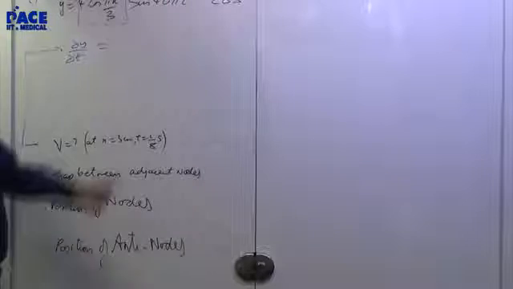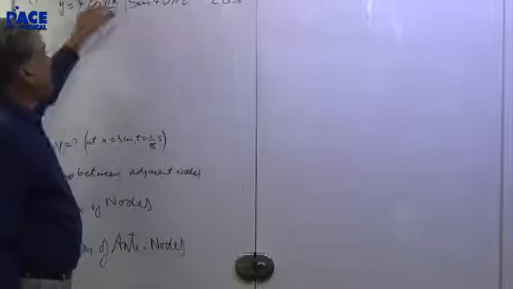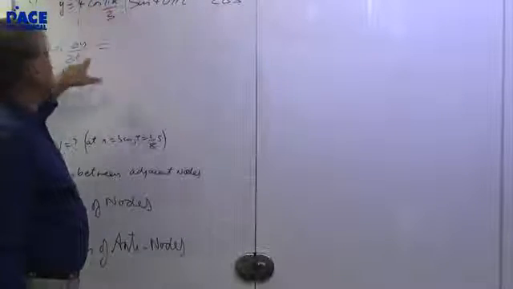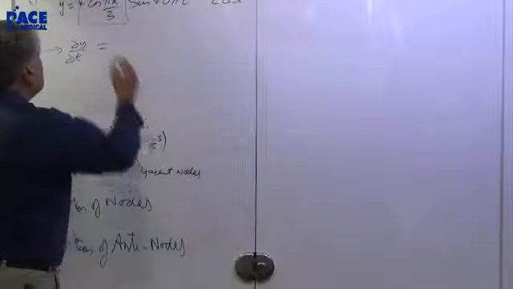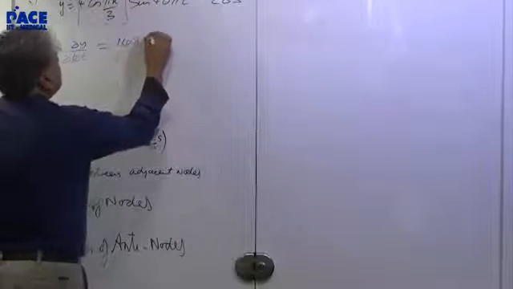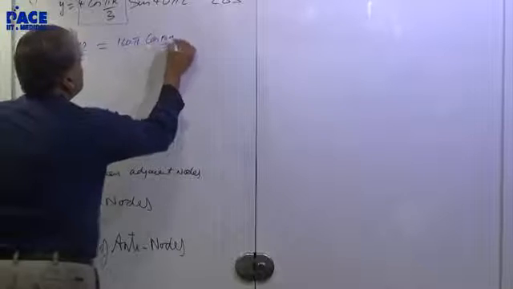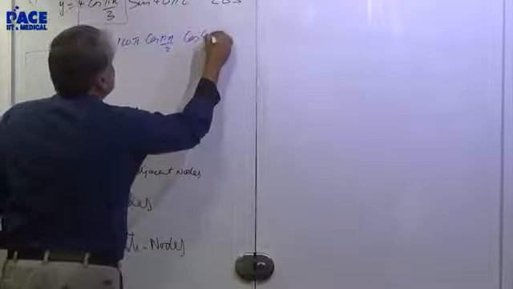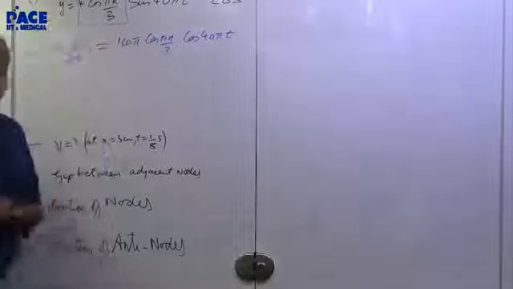You differentiate this. So what do you get? Pi x by 3 is a constant because x is a constant here. Derivative with respect to time. So this will become 40 pi into 4, 160 pi cos pi x by 3, and this will become cos 40 pi t. Is it okay?